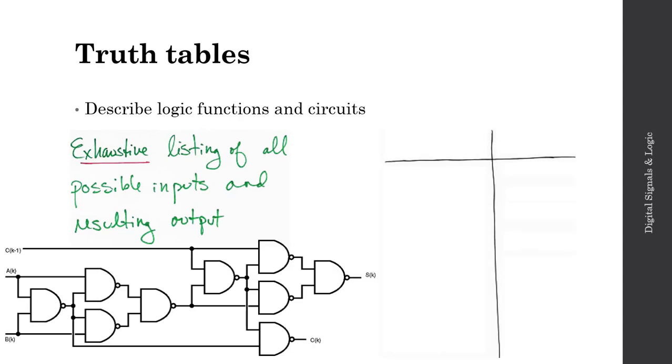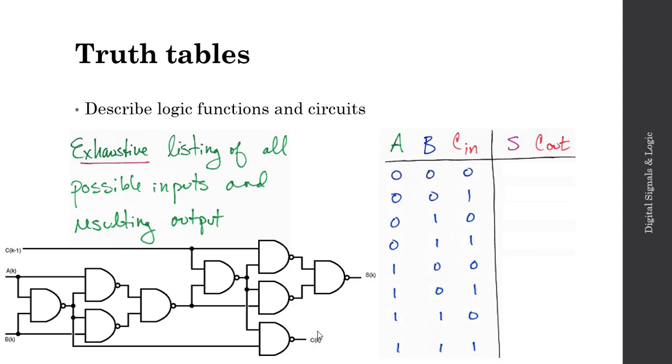So we can create then a table that will describe the performance of this particular logic circuit. On the left, we'll have our three inputs, A, B, and C in, and on the right, we'll have our two outputs, S and C out. Now, this particular circuit is performing binary arithmetic. So if we look at our three inputs, we have 8 possible combinations. Remember, 2 to the 3 or 8 possible combinations. So an exhaustive listing of all the possible inputs will look something like this: 0, 0, 0, 0, 0, 1, all the way down to 1, 1, 1.